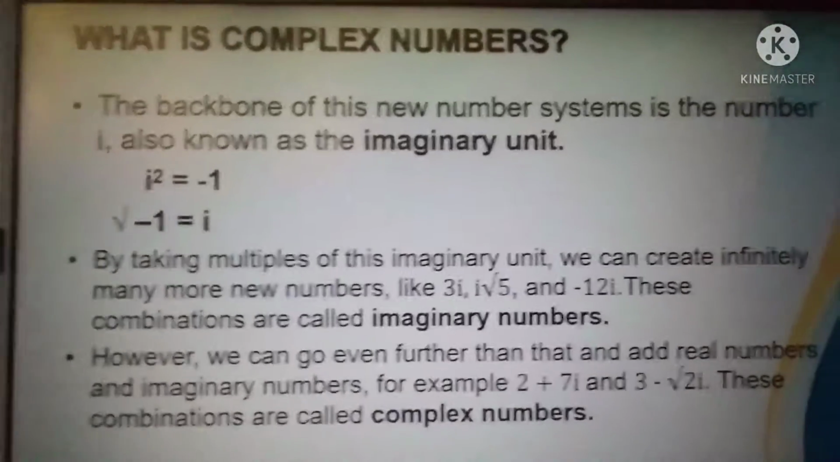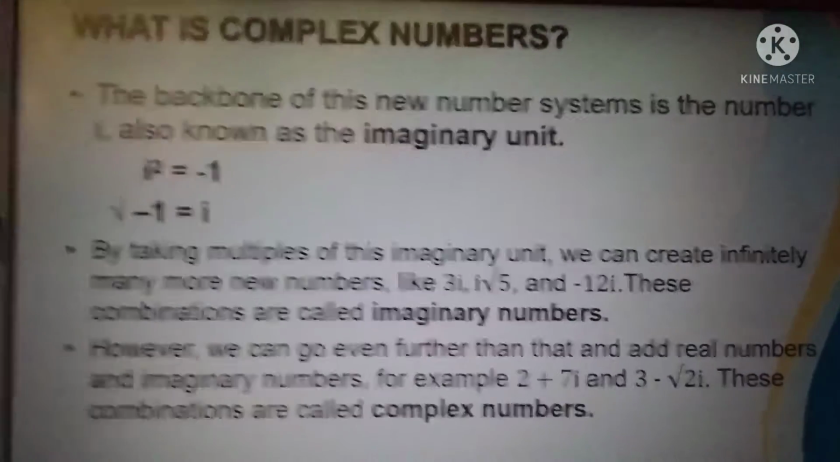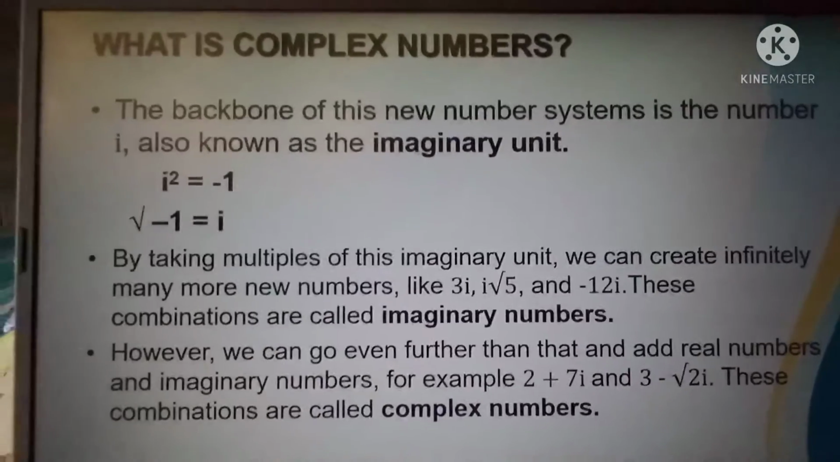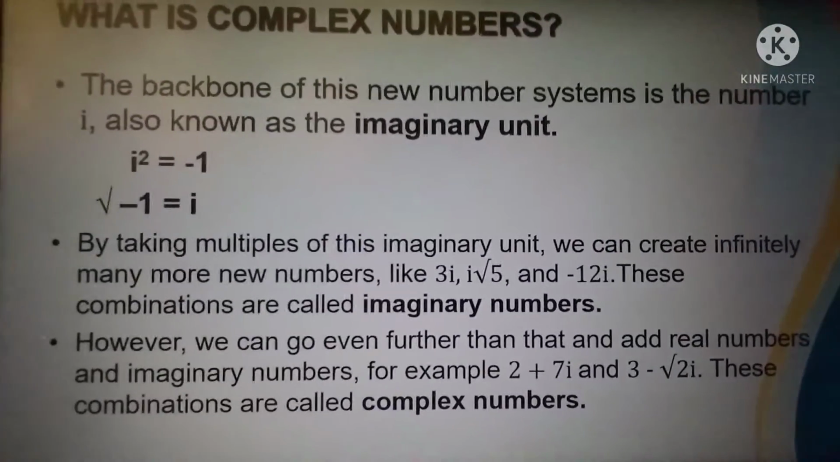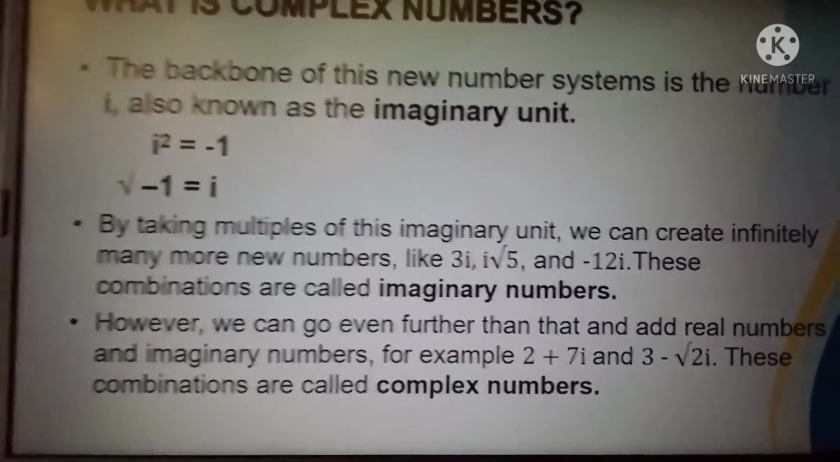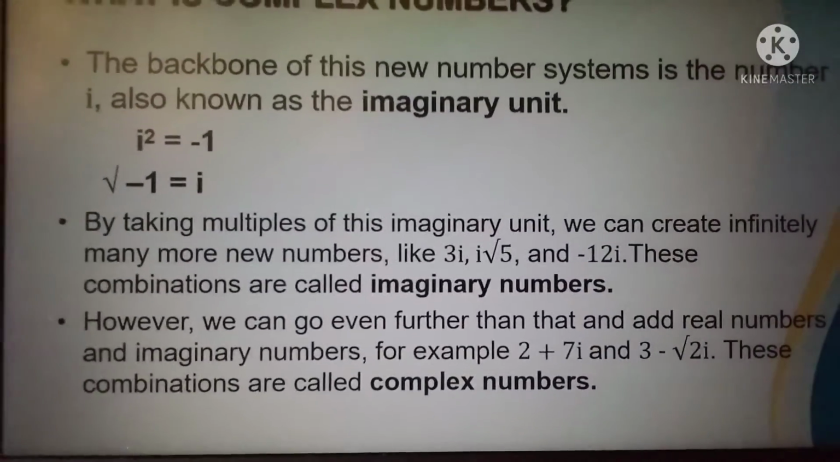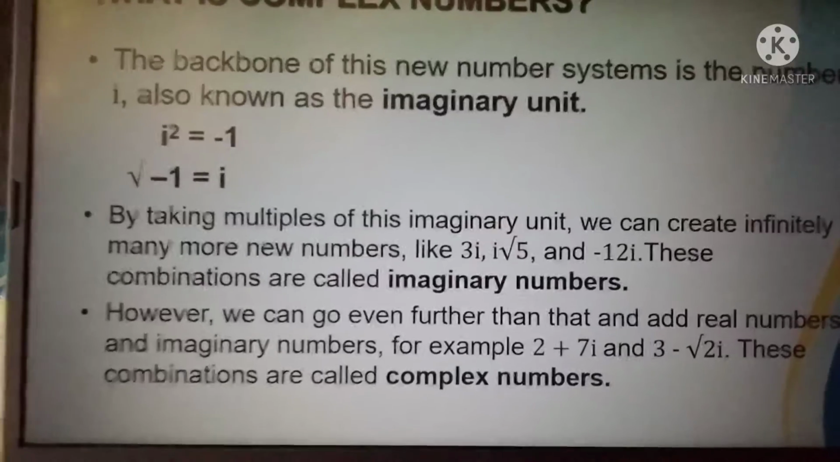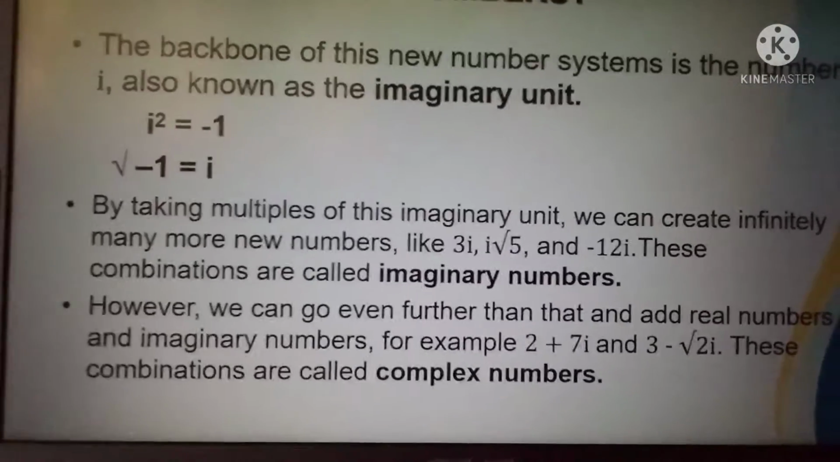So, first is what is complex numbers. So, kapag sinabi po natin complex numbers, it is a backbone of these new number systems, which is the letter i. It is also known as the imaginary unit. So, i squared is equal to negative 1. So, square root of negative 1 is equal to i.